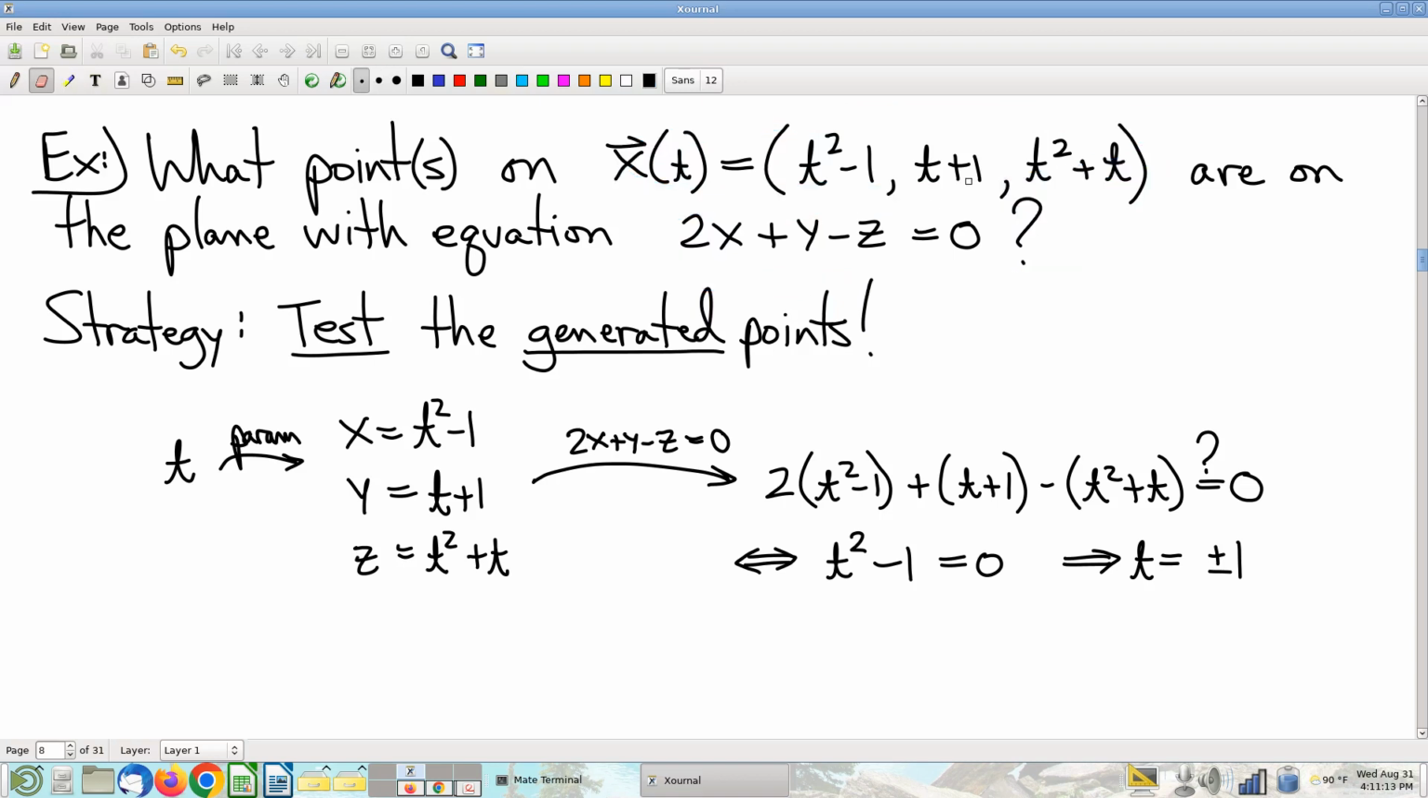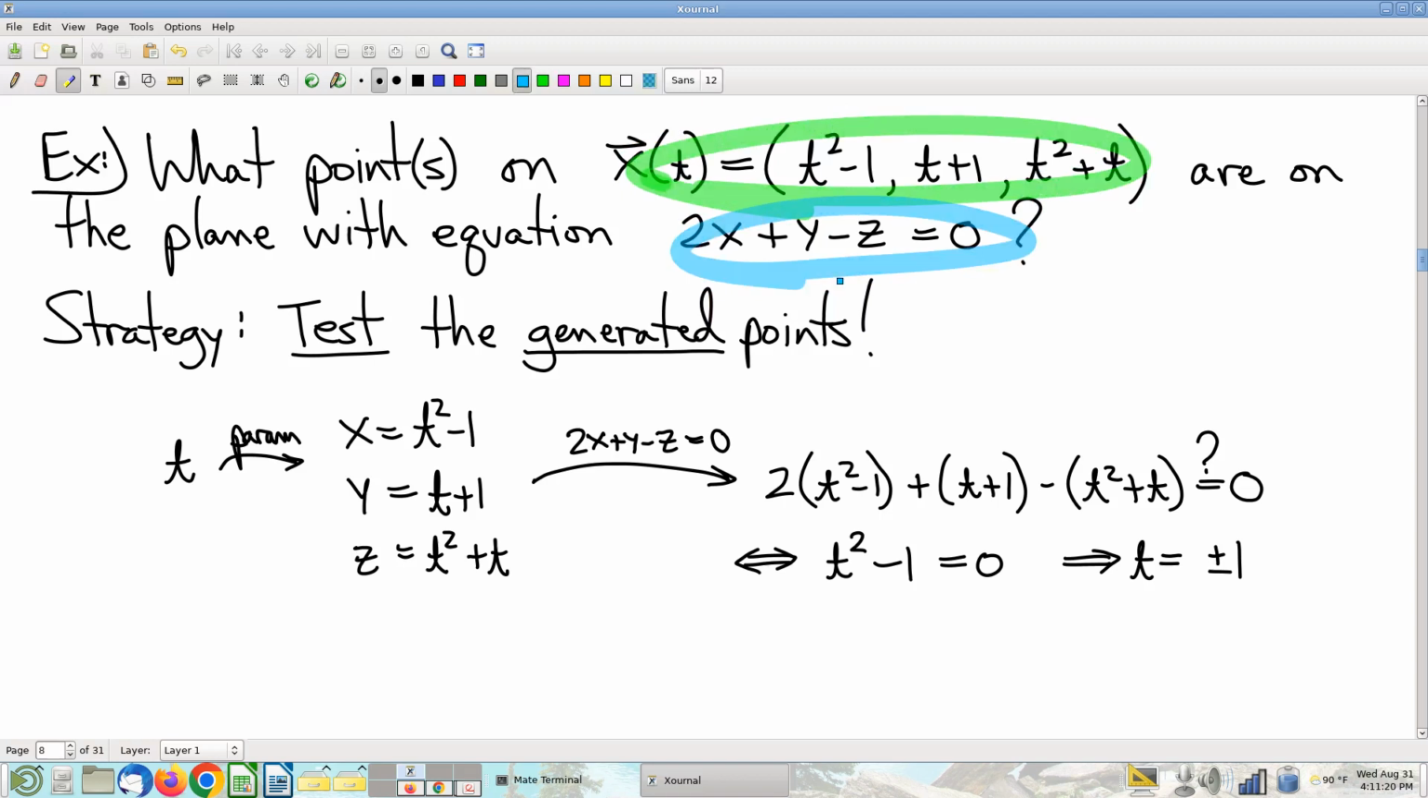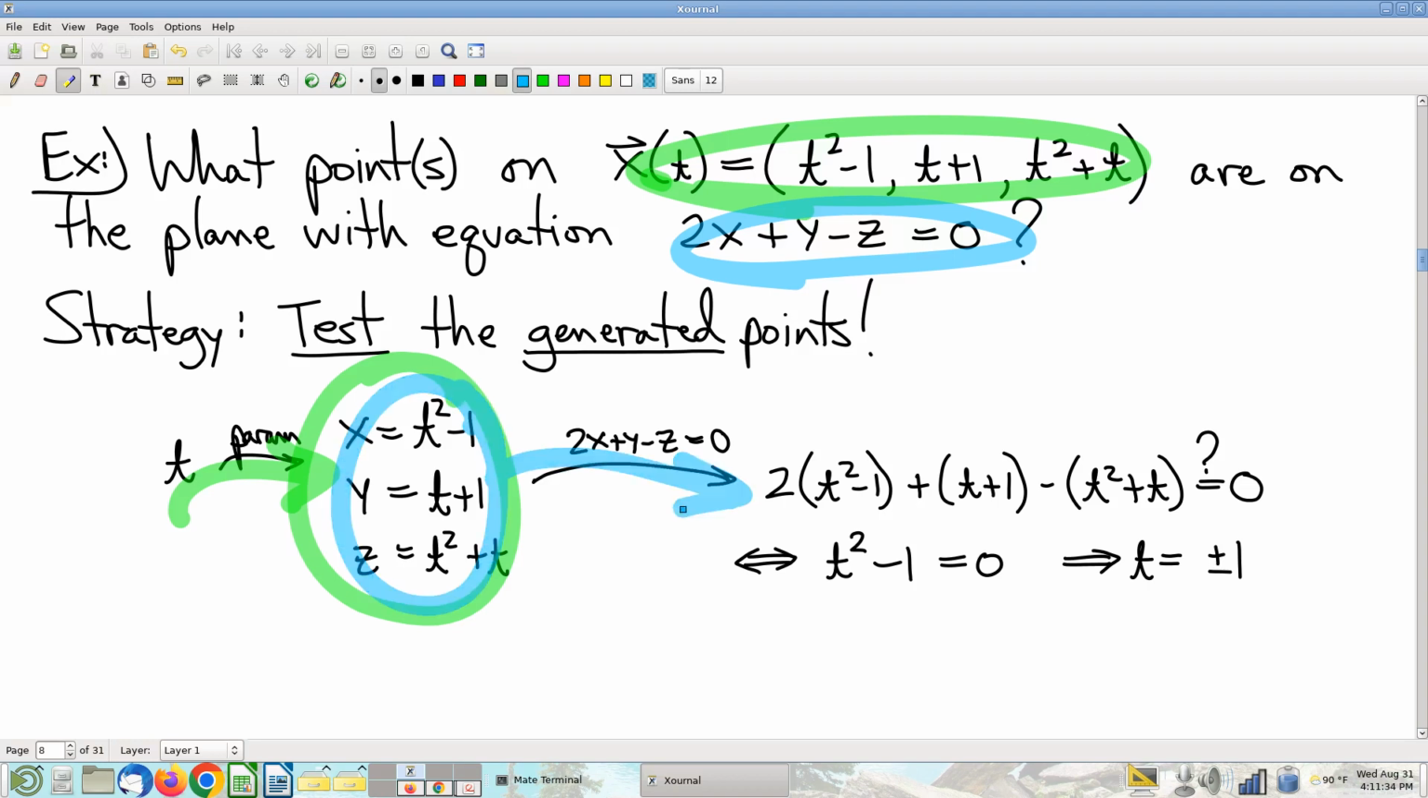And the big idea then is to keep in mind that this generates points and this tests points. So we are going to generate points. There's our parameterization. We're going to take those generated points and we're going to test them by plugging into the equation. That's how the Legos fit together in this case.